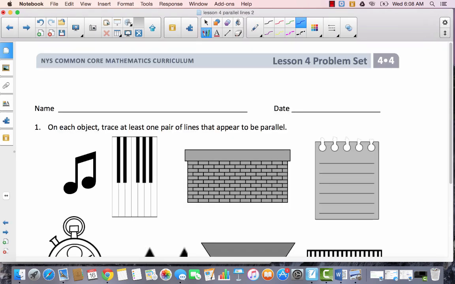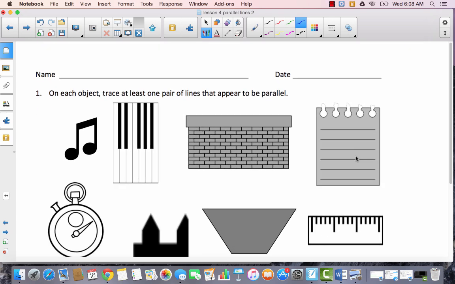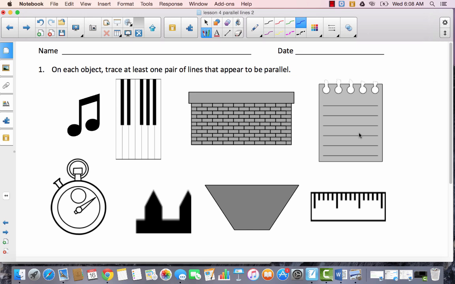All right, let's go ahead and take a look at our problem set today. So go ahead and put your name at the top, and you're going to see that we are going to be tracing what appears to be some parallel lines, okay? So go ahead and get your problem set, write your name on it. And I'm going to use a highlighter so that you can see it. You can use a highlighter or you can just use a pencil, doesn't matter.